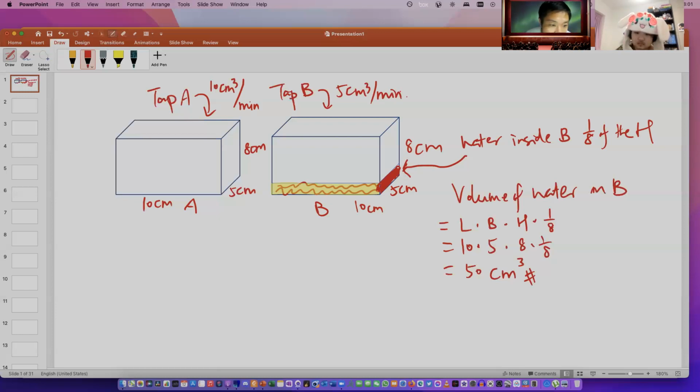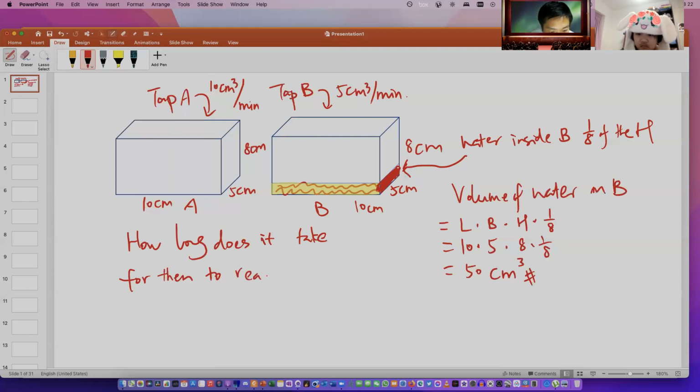So what the question is going to ask you is how long does it take for them to reach the same height? So how long does it take for them to reach the same height?